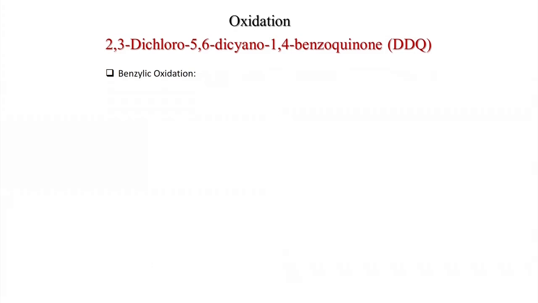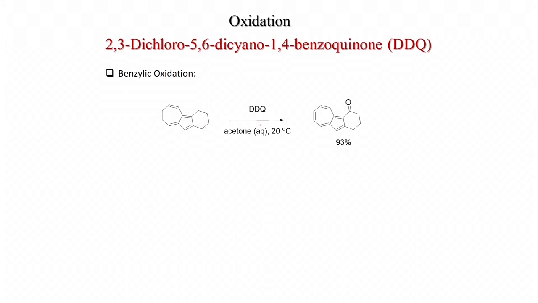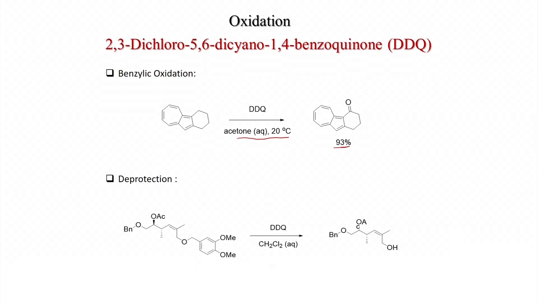Benzylic oxidation: DDQ has also been found to do benzylic oxidation, like this system in acetone at 20 degrees centigrade, you get 93% yield. This is an azulene system, you get the carbonyl here. It has also been used for benzylic deprotection. Like here a simple benzylic group is there, but here an activated 3,4-dimethoxy system is there. And when this substrate was treated with DDQ in aqueous dichloromethane, you get deprotection, you get this allylic alcohol. So this benzyl group still remains. So this is very important. This group is more electron rich, so it has a better chance to react with the DDQ.